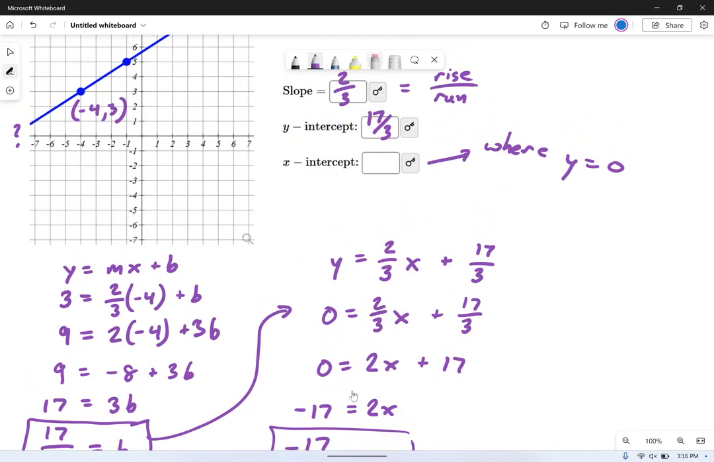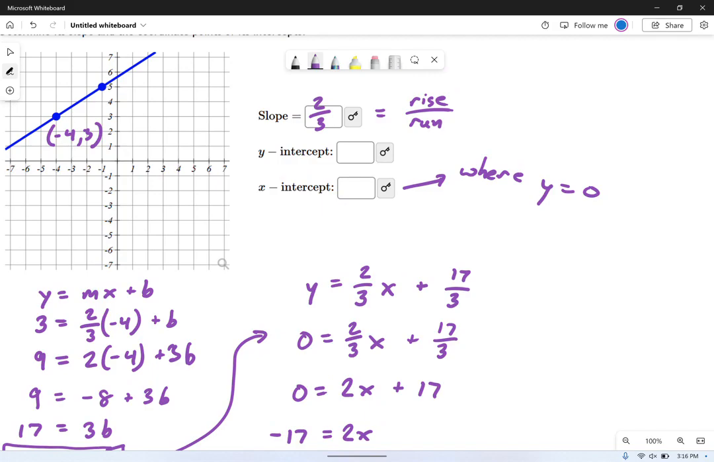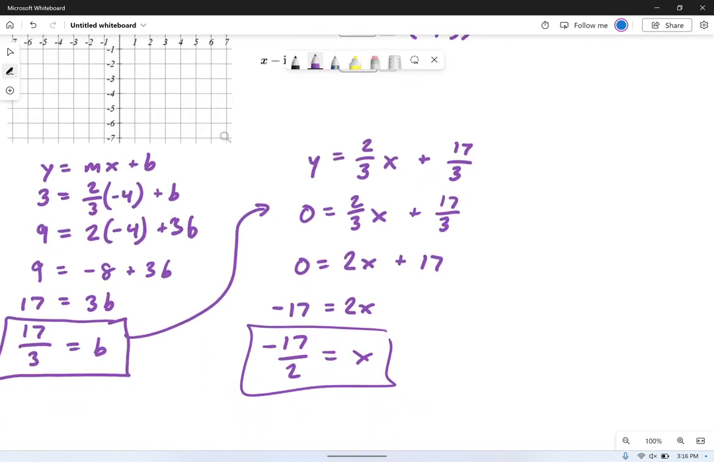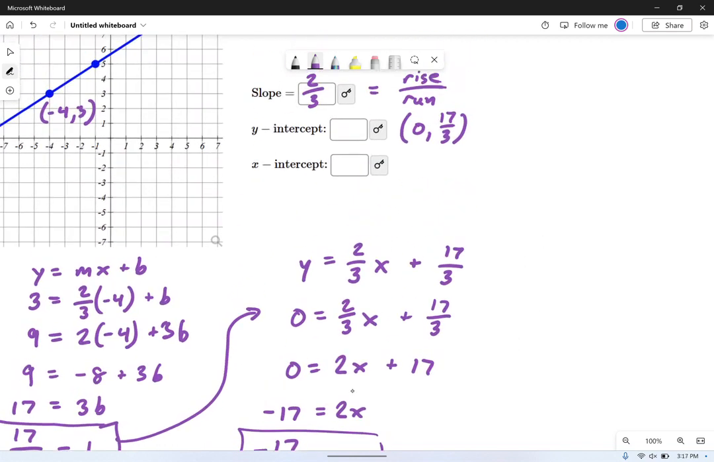And I realize now that I'm being a little bit sloppy in how I write this stuff. I shouldn't say that the y-intercept is 17/3. That's the value at the y-intercept. What I should really say, if I want to put this in as a coordinate point, is x equals 0, y equals 17/3. That's a coordinate point. That's the y-intercept. And the x-intercept, likewise, is not -17/2. It's -17/2, comma, 0. That's the x-intercept.